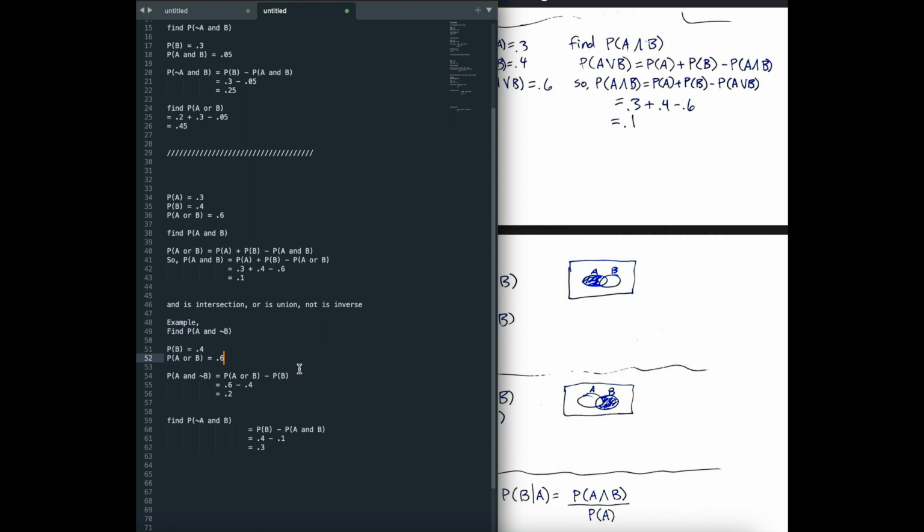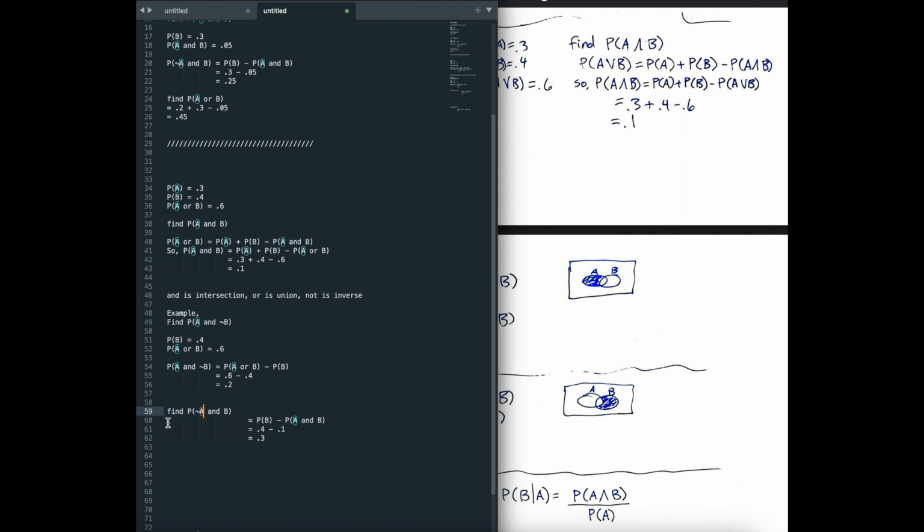It's slightly different than how we did it. So probability of A or B is basically both these circles, everything inside these two circles, minus the probability of B is what's inside the circle of B. And that gives you the same thing, probability of A and not B. So probability of A or B is 0.6, which was given with the problem, minus probability of B, which is 0.4, given with the problem, and that gives us 0.2.